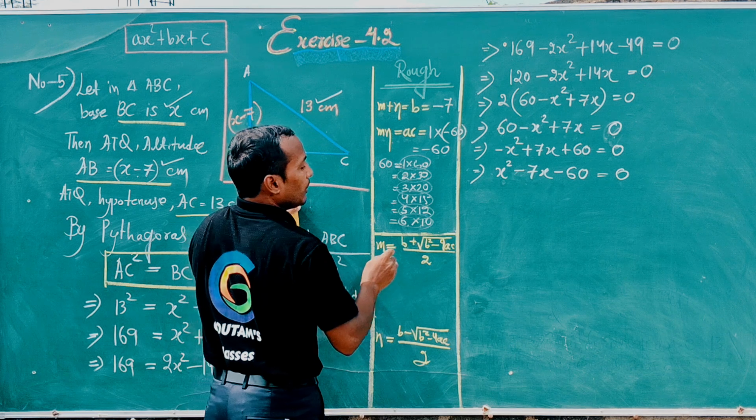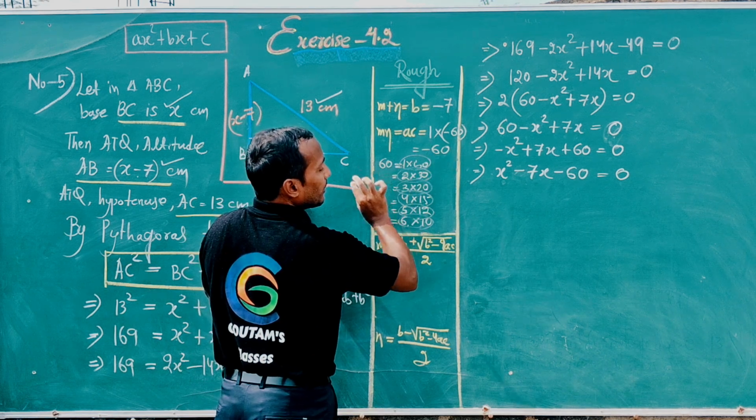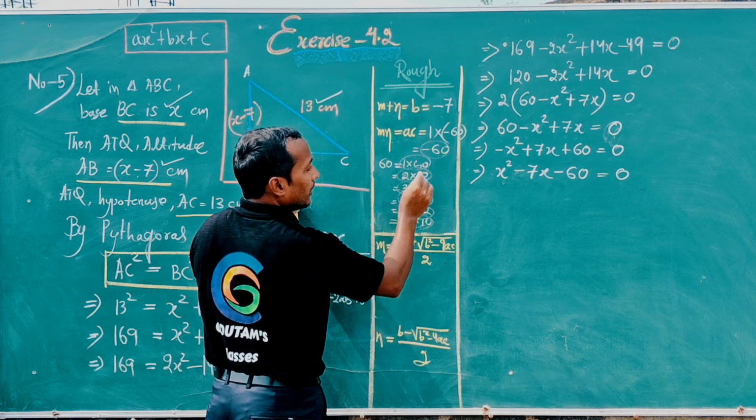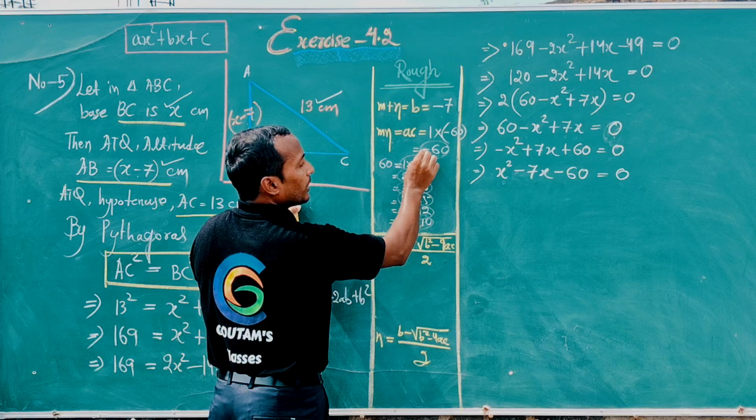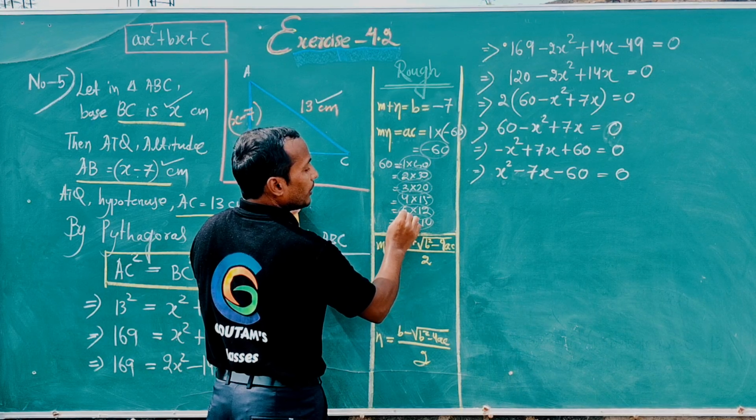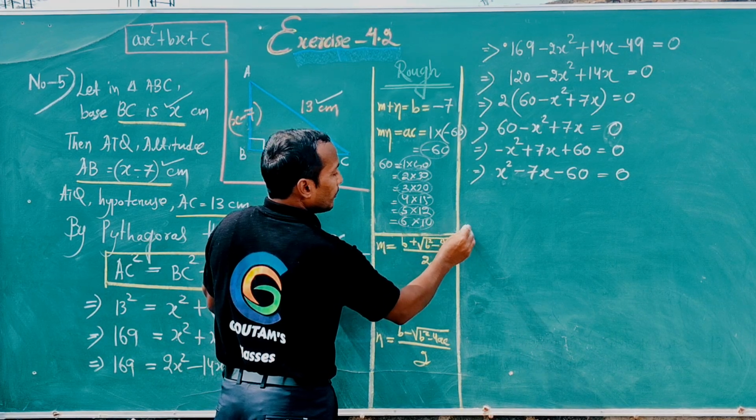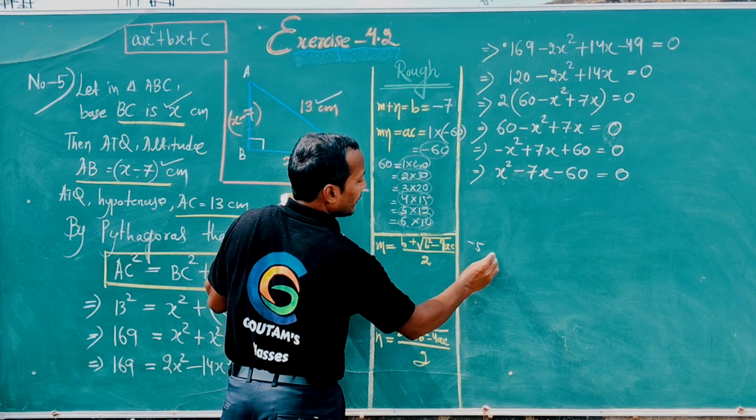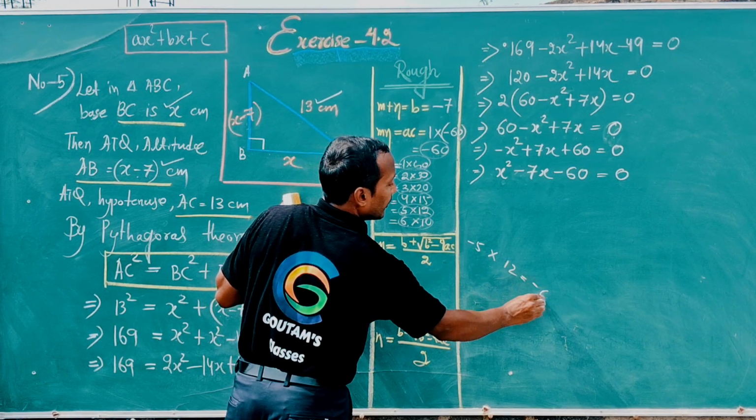So now let's talk about signs of the product, signs of m and n. The sign of the product is negative. So out of 5 and 12, one has to be negative. For example, let's say I take 5 as negative and 12 as positive. Product is no doubt 60.